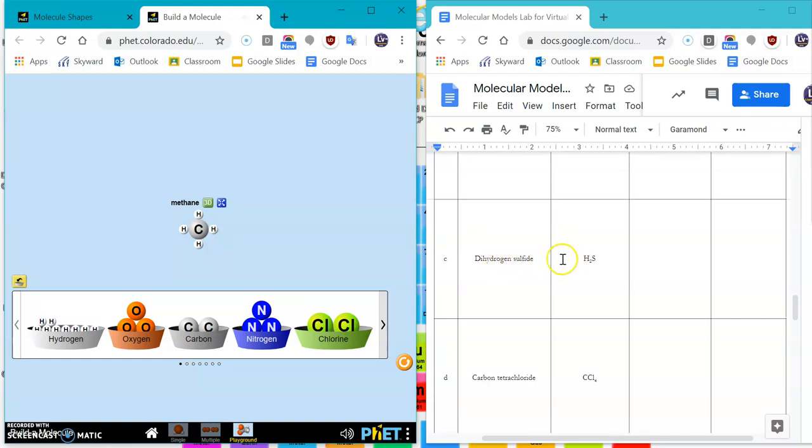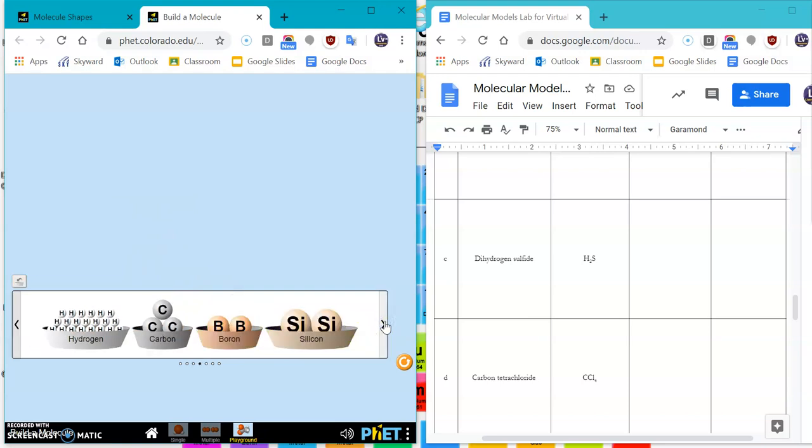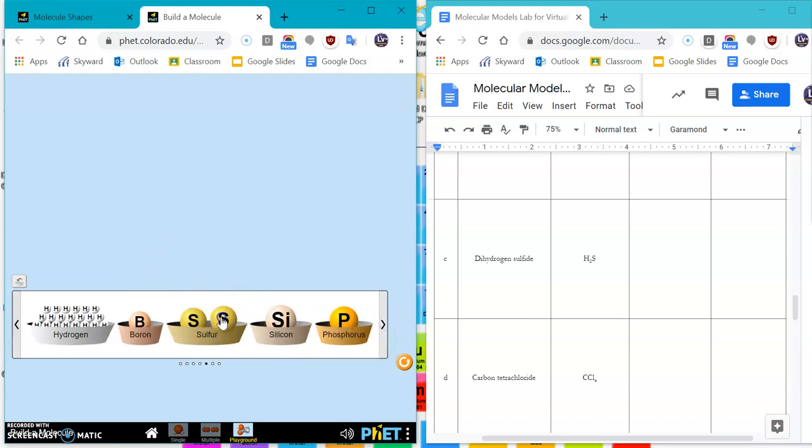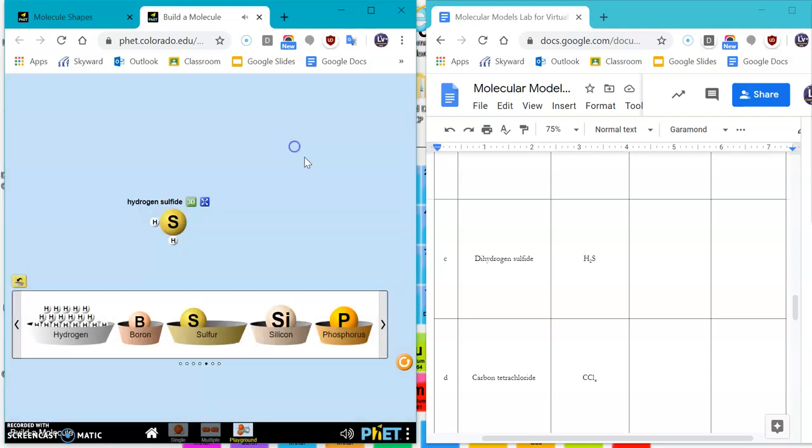Then you have your dihydrogen sulfide. So dihydrogen means two hydrogens, and I need a sulfur, so I gotta go find some sulfur. Here's a sulfur. Sulfur, hydrogen, hydrogen, hydrogen sulfide. Okay, good. Space filling, orbital structural model.